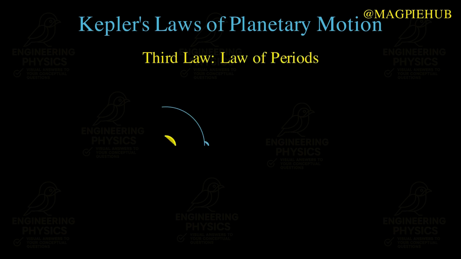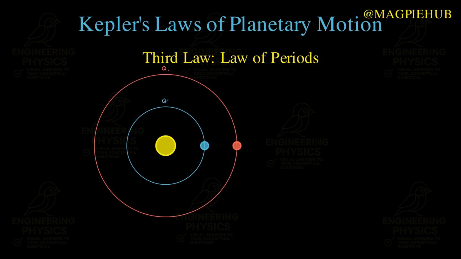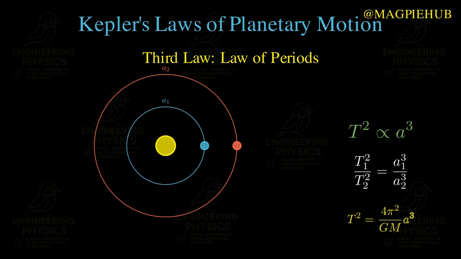Most important for numerical problems. T squared is proportional to a cubed, where T is time period and a is semi-major axis. The exact formula is T squared equals 4 pi squared by GM times a cubed. For two planets orbiting the same star, T1 squared by T2 squared equals a1 cubed by a2 cubed. This law helps us calculate orbital periods and compare different planets' orbits.